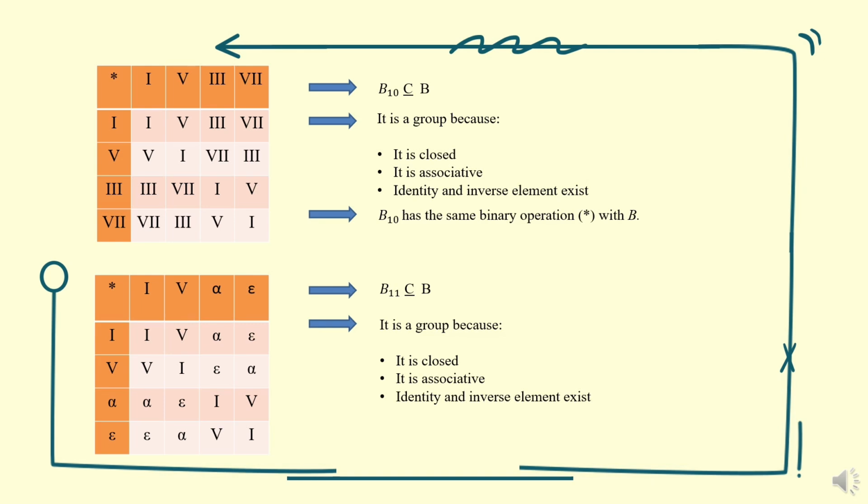For example, the inverse of 1 is 1, the inverse of Roman numeral 5 is 5, the inverse of alpha is alpha, and lastly, the inverse of epsilon is epsilon. So, in that way, we can say that B11 has the same binary operation star as table B.